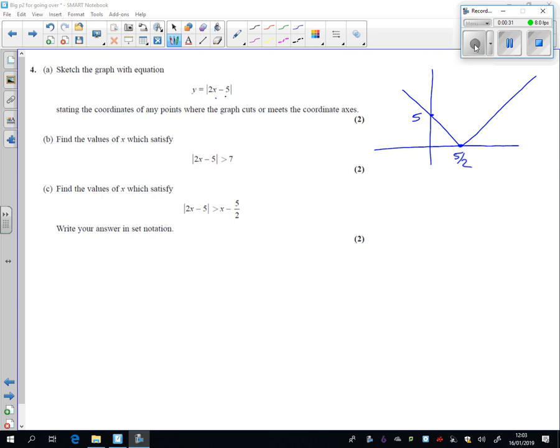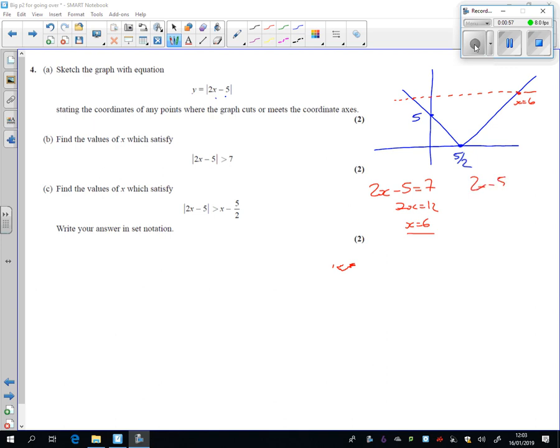Part B says, when is this greater than 7? Let's put 7 on. So 7 is going to be about here. So I'm expecting two answers to look for here. And let's do these algebraically. So when 2x minus 5 equals 7, add the 5 and divide by 2 gives me that it's going to meet when x is equal to 6. That must be that point up there. That's when x is equal to 6.